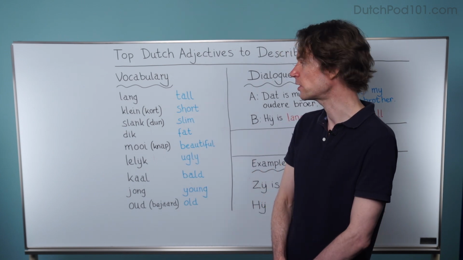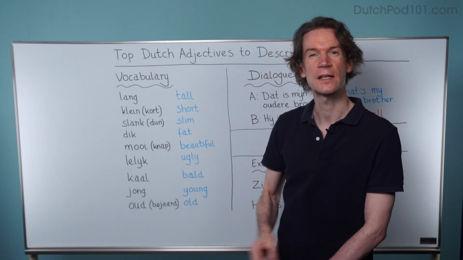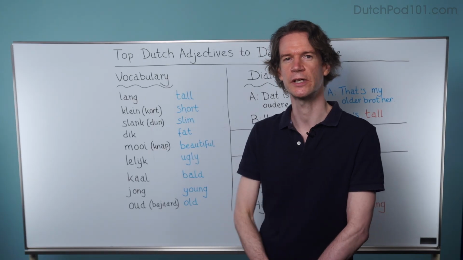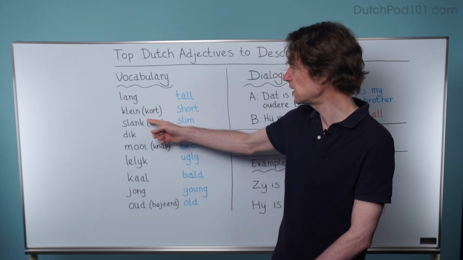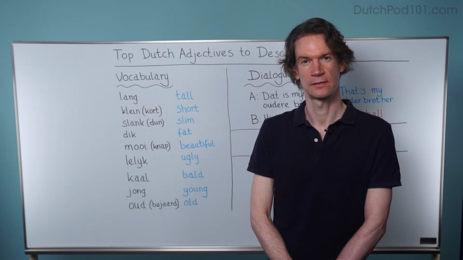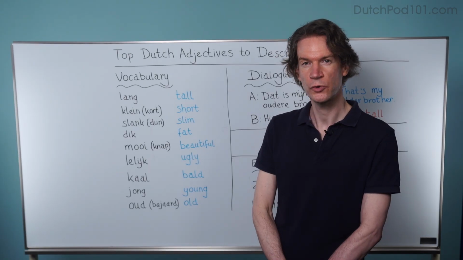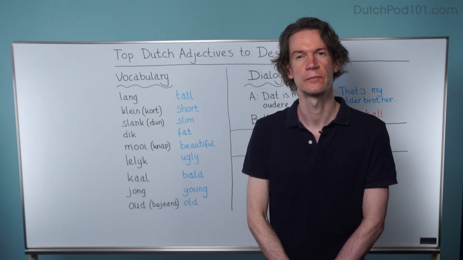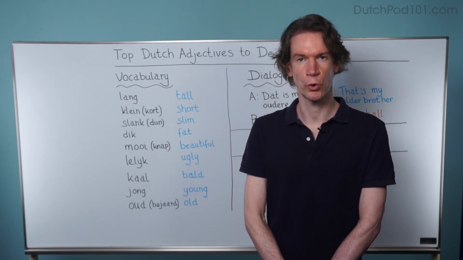Going on to the next one, as you can see, I've added some variations in parentheses. There's a slight difference, but these have essentially the same meaning. Let's have a look at each. The Dutch word for short can be klein. Klein. Alternatively, it can also be pronounced kort. Kort.